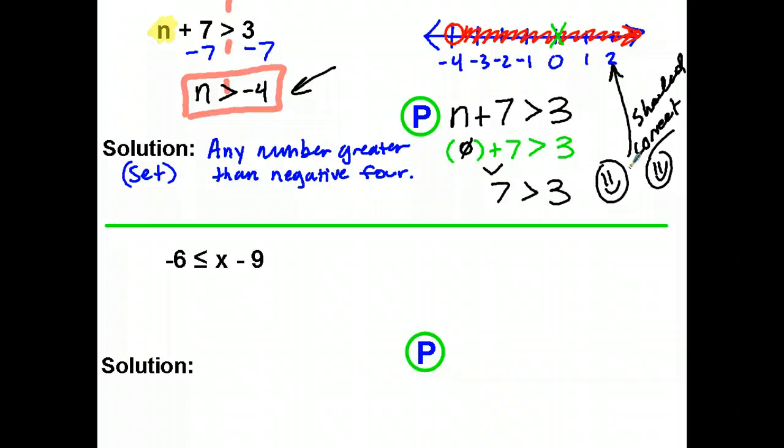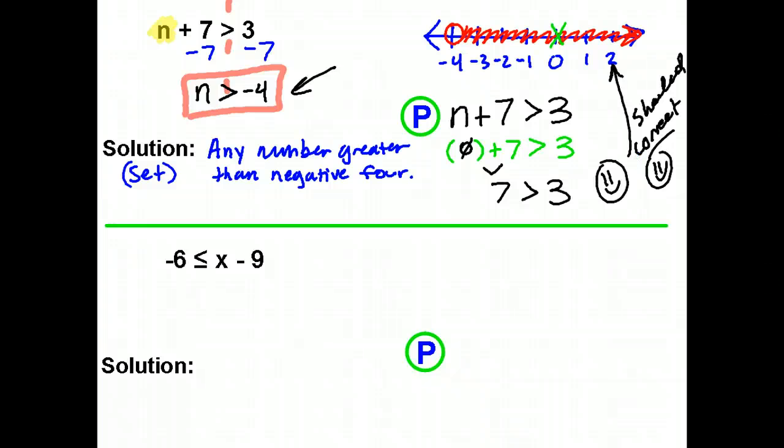So now as we look at our next inequality down here in the second half of things, it reads negative 6 is less than or equal to x minus 9. Now notice the variable is on the right hand side, we're not really concerned with that, but if I wanted to, right away, I could flip everything around. But we'll wait and do that at the end.